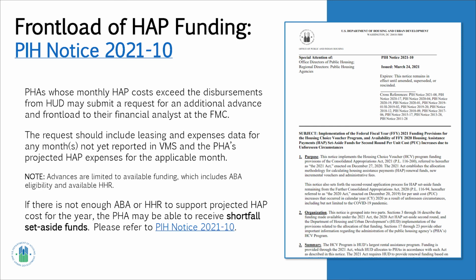Advances are limited to funding available, which includes annual budget authority and available HUD-held reserves. If there's not enough ABA or HUD-held reserves to support the projected HAP cost for the year, the PHA may be eligible to receive shortfall set-aside funds, and that is published each year in a PIH notice. In calendar year 2021, it's in PIH notice 2021-10.